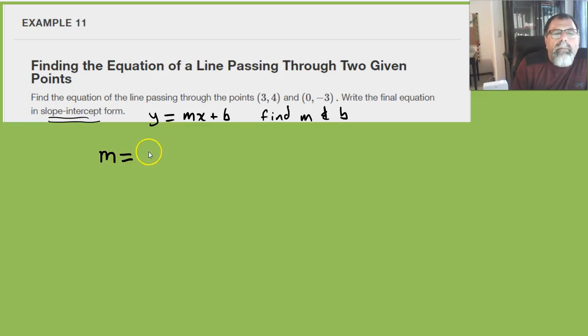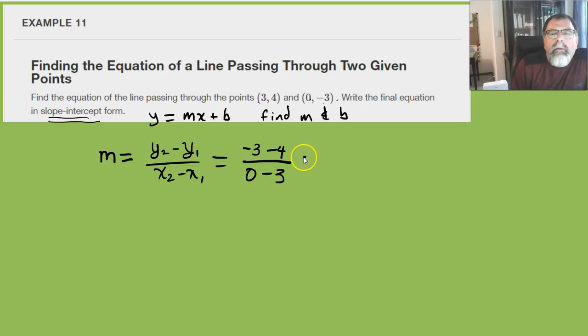Using the slope formula, given 2 points, y2 minus y1 over x2 minus x1. So I'm going to go negative 3 minus 4, over 0 minus 3. So I got negative 7 over negative 3. So the negatives cancel. So it's 7/3.